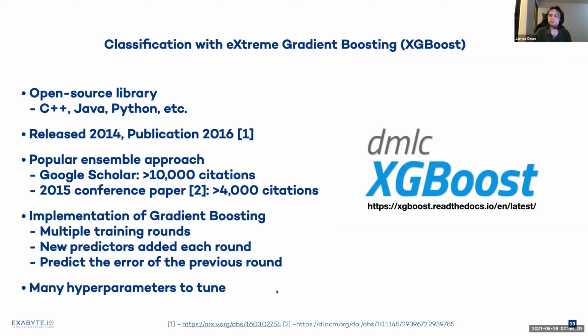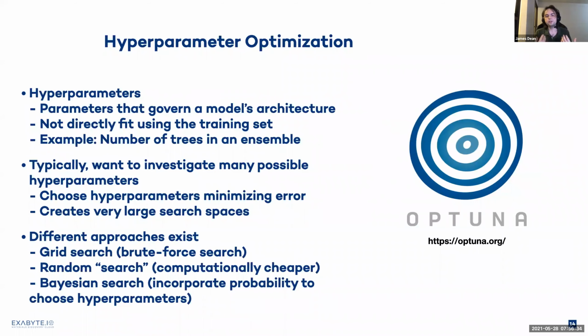But because this is a complicated model, there are many hyperparameters to tune. Because there are a lot of hyperparameters to tune, we need a strategy to tune them. A hyperparameter is like a knob that we can tune on the model. So this is different than a parameter. A parameter is something that we fit to a data set. For example, in linear regression, the coefficients are parameters. A hyperparameter is something more fundamental to the model and how it will be trained.